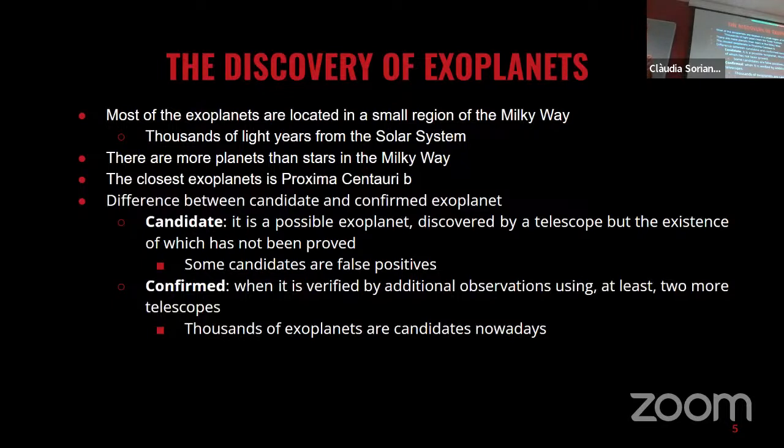And I want to mention that there is a difference between a candidate and a confirmed exoplanet. We have a candidate when we have a planet that has been observed, but just by one telescope. So sometimes some of these candidates, as they have been detected by indirect methods or techniques, are not really exoplanets, so they can be false positives. In order to confirm that an exoplanet is an exoplanet, we need to verify the presence of the planet with two more observations, with two more telescopes. So nowadays, due to this kind of criteria that we have to confirm exoplanets, thousands of exoplanets are candidates and have not been confirmed yet.